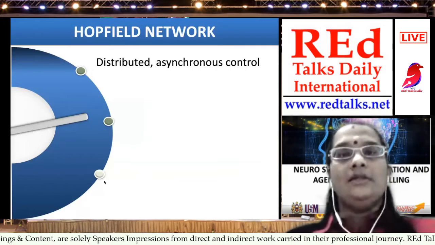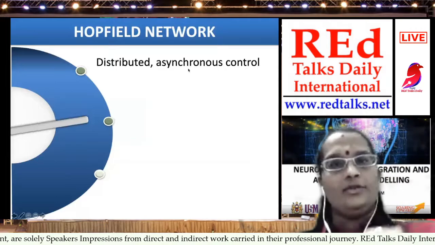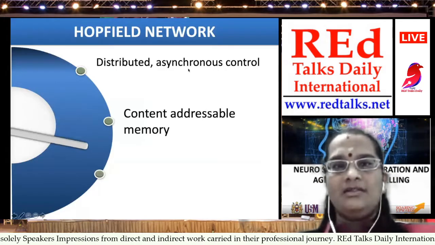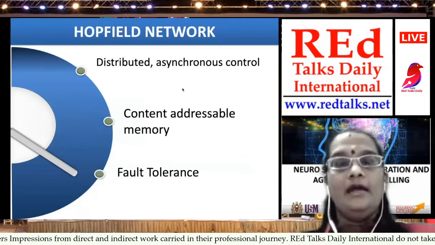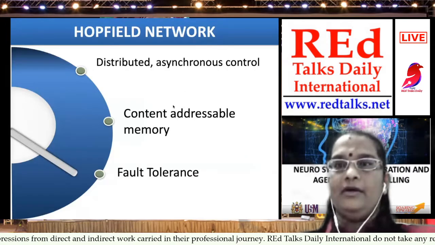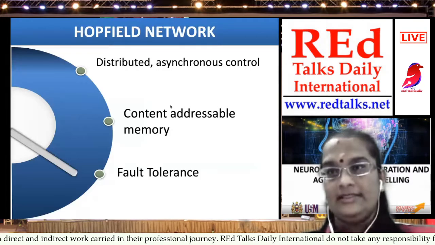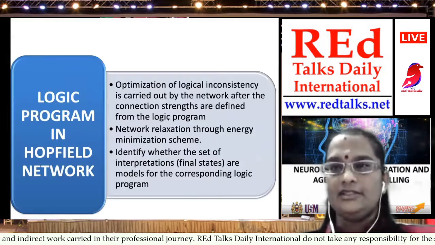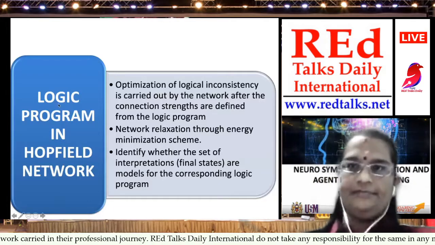Okay, so out of so many networks, why do I like to work with the Hopfield network? Because it has distributed and asynchronous control. It has content-addressable memory criteria, and nevertheless, it also has fault tolerance. That means missing information it can also reconstruct or rebuild. Okay.